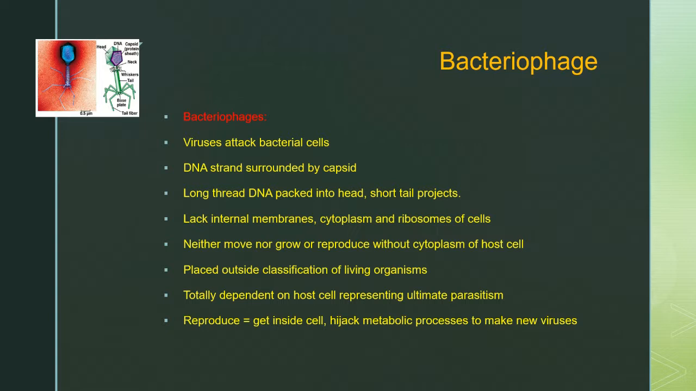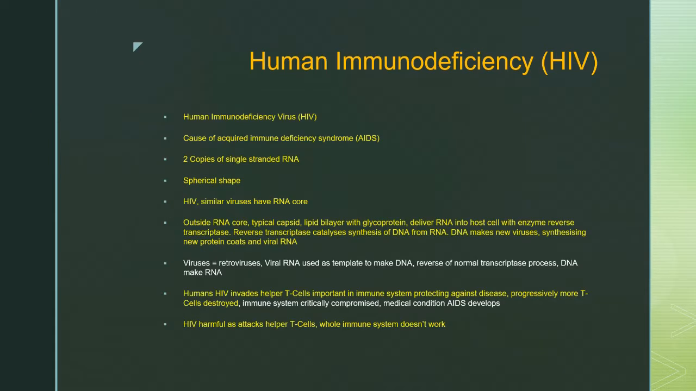For bacteriophages to reproduce, they need to get inside the cell, then they need to hijack the metabolic processes to make new viruses. Now we're going to talk about human immunodeficiency virus, HIV. HIV is the cause of acquired immune deficiency syndrome, aka AIDS. Basically, HIV has two copies of single-stranded RNA, so different from bacteriophages, which have DNA.